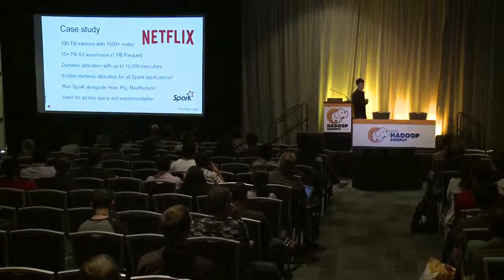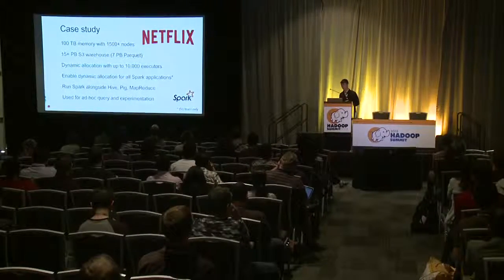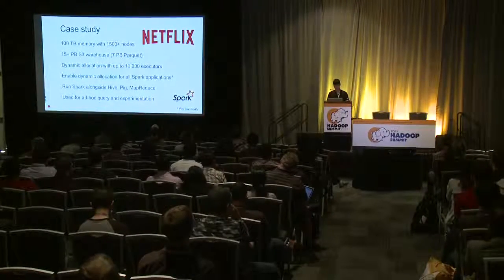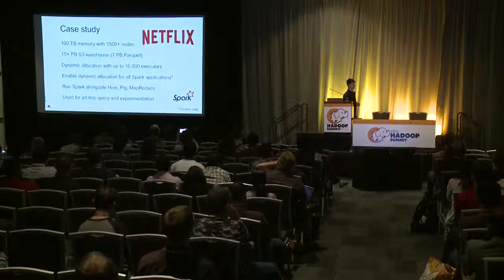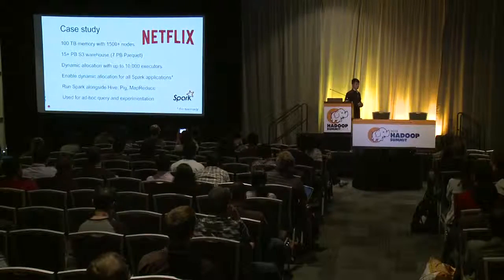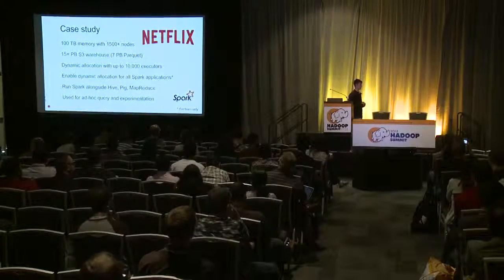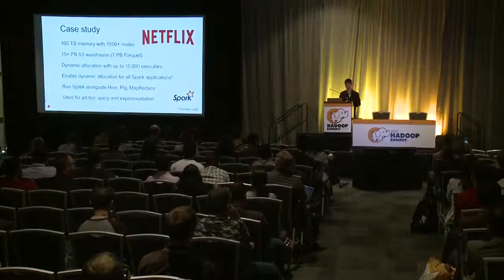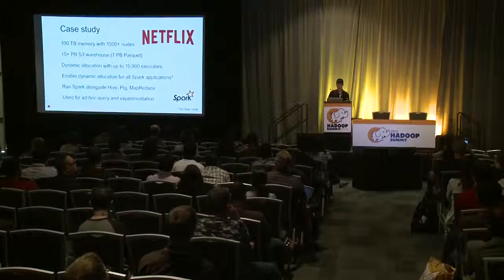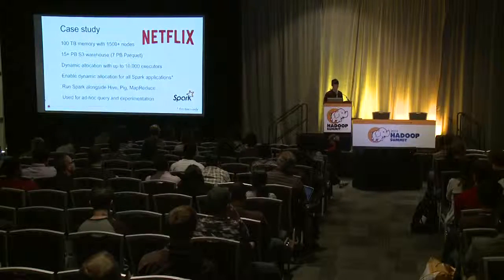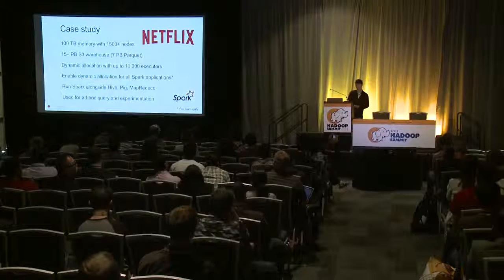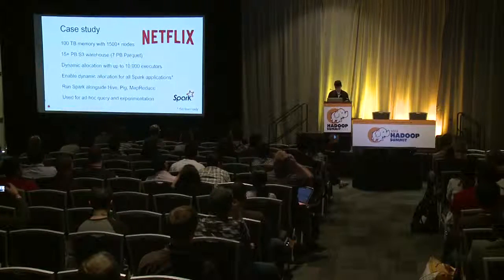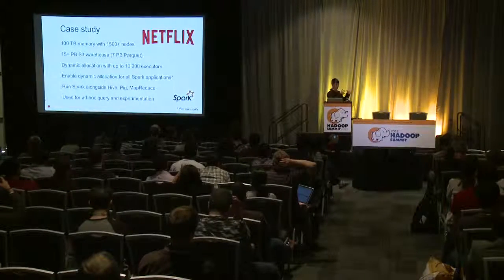So I spoke with the big data platform team at Netflix, and they were able to share some insights on their usage of dynamic allocation in Spark. The first thing to note is that they definitely run this at a massive scale. They have a 100 terabyte memory cluster with more than 1,500 nodes, and a pretty large warehouse of more than 15 petabytes of data, 7 petabytes of which are Parquet. So this cluster is not just for Spark.